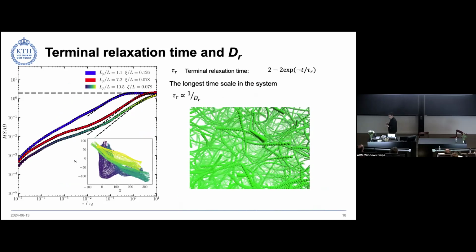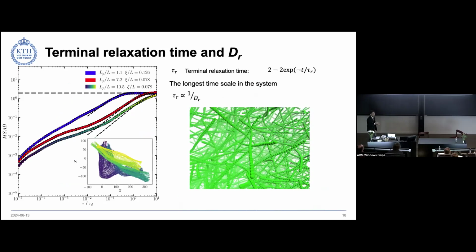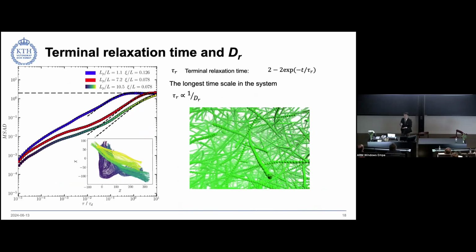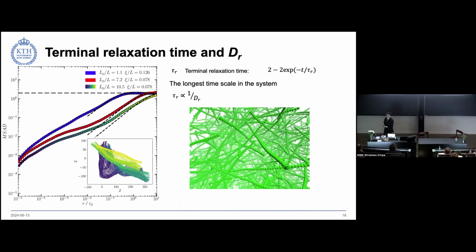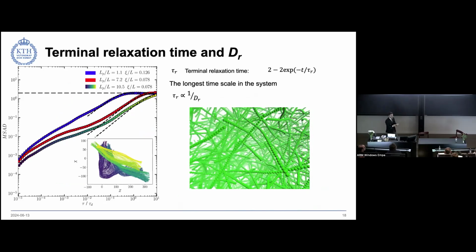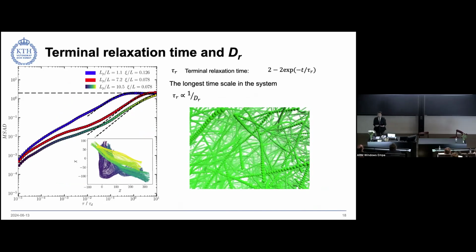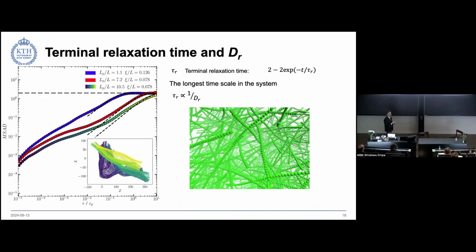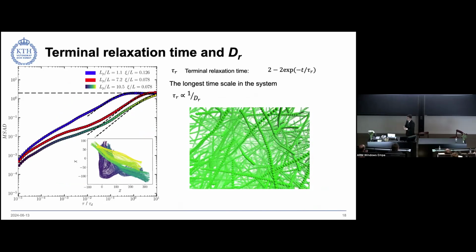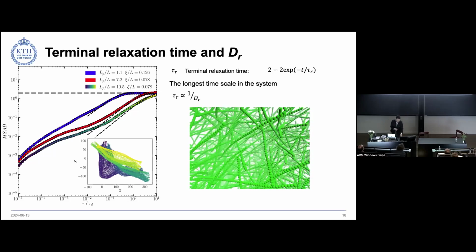So the next parameter which is really important for us is the mean square angular displacement, and it's related to the largest relaxation time of the system, or terminal relaxation time. And this is important because with the help of this, we can get the rotational diffusion, the parameter that we can compare with the literature. And it's inversely proportional to rotational diffusion.